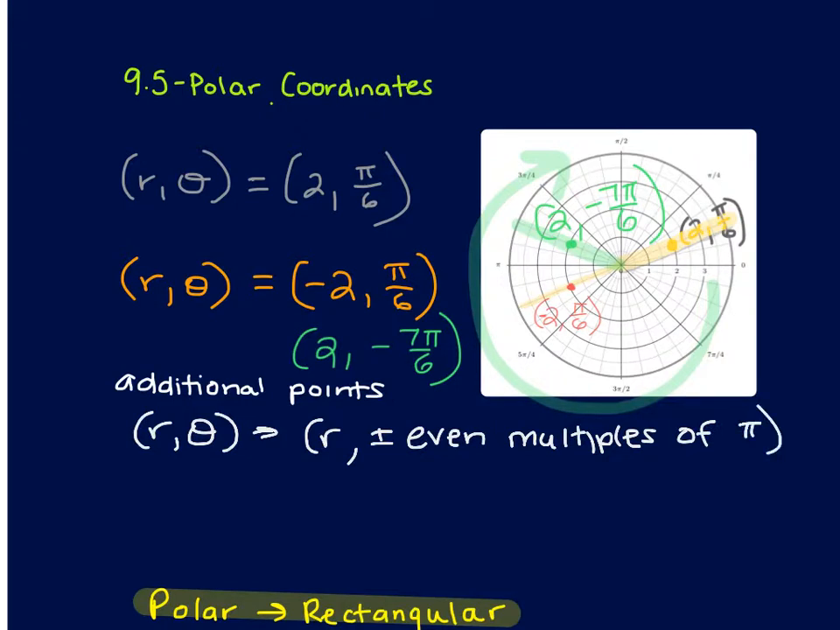So if I wanted to find another coordinate point of 2 and pi over 6, I could keep 2 the same, but then I would take pi over 6 and add or subtract 2 pi or 4 pi or 6 pi, whatever's going to get me in the range that they give you.